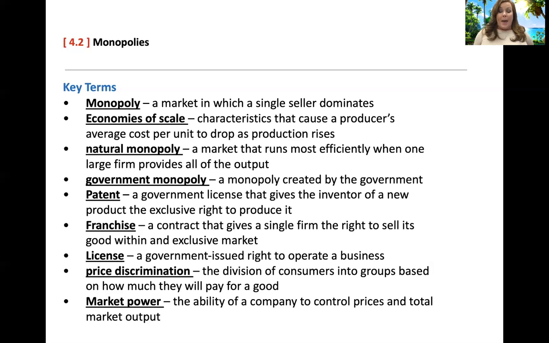Now let's go back to patent. A patent is a license that any inventor of a new product can get, and it gives them 7 years of exclusive rights to produce it. So that means if I make a new prescription medication, no one else can sell it. And I'm going to use Zyrtec as an example. A lot of people use that for allergies.